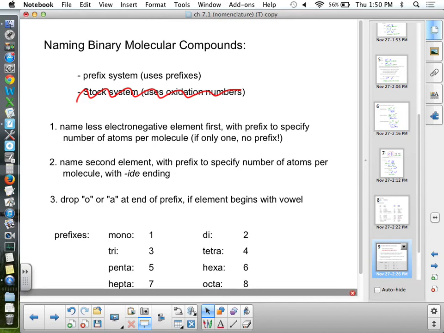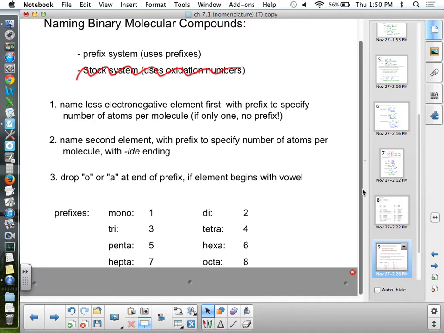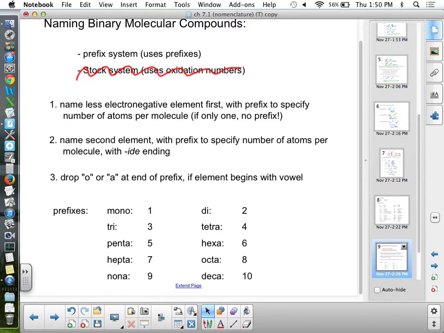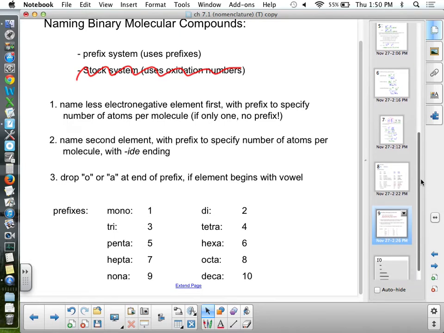Okay? I will give you the prefixes on the nomenclature sheet, but you probably know these. 1 through 10 is mono, di, tri, tetra, penta, hexa, hepta, octa, nona, and deca. So let's do some examples.